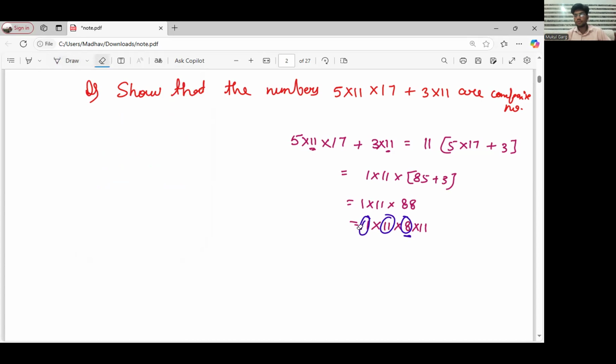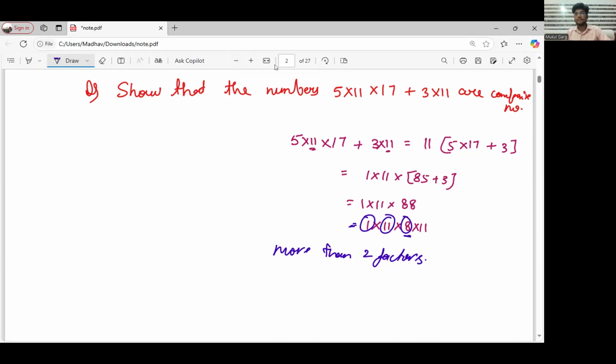So for obvious reasons, it follows the definition of a composite number. So yes, it's a composite number. You can clearly see it has more than two factors, so obviously it's a composite number. I hope this is clear to all of you. Now, let's move on to solve another question.